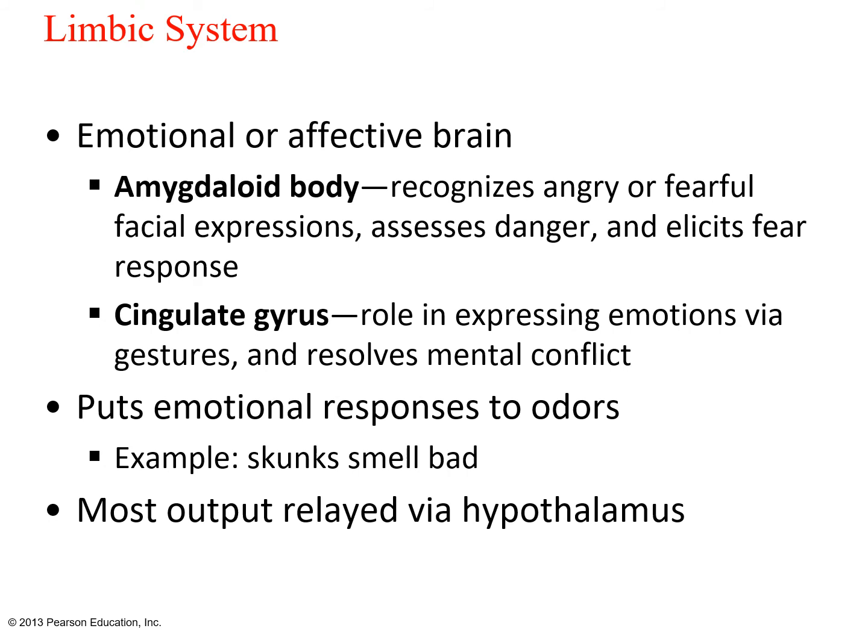Most of the output of the limbic system is actually relayed via the hypothalamus. So what I mentioned earlier is that the hypothalamus will receive emotional input and actually influence the autonomic system based on emotional input. That emotional input to the hypothalamus actually comes from the limbic system.